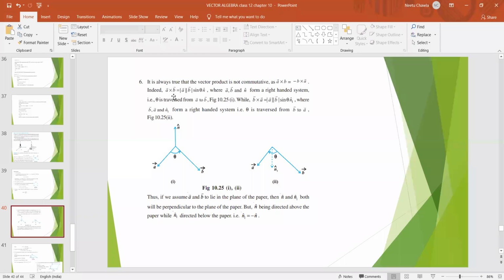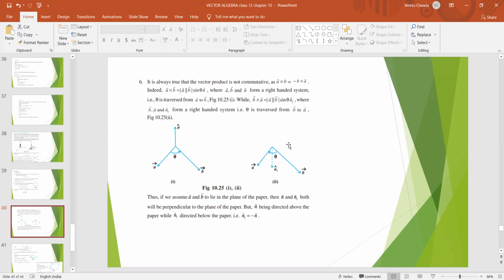See here, they had told us indeed A cross B is equal to this formula we had already done, where A, B and n form a right-handed system. That is, theta is traversed from A to B. This formula is only valid when theta is moving from A to B. That I told in the beginning, from the x-axis to the y-axis it is moving. Then the final direction is this n cap.